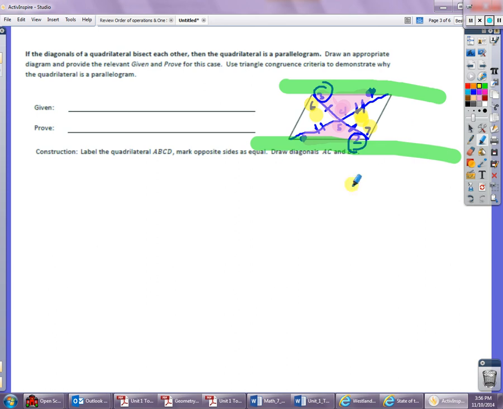And if 6 and 7 are congruent, then since those are alternate interior angles based on these yellow lines, these yellow lines are parallel because of the alternate interior angle theorem. But once you prove that you have two sets of parallel lines, you have thus proven that you have a parallelogram.